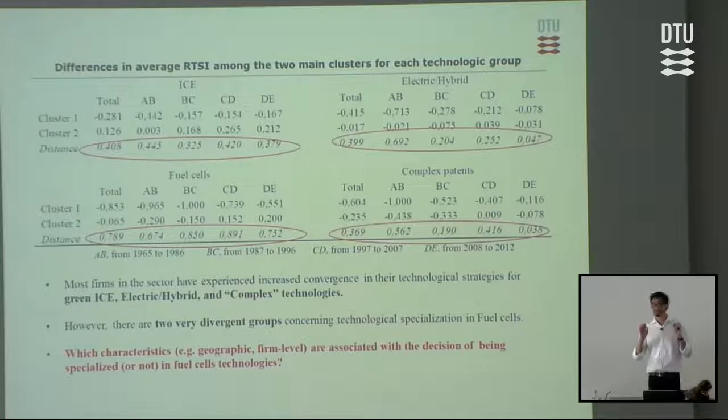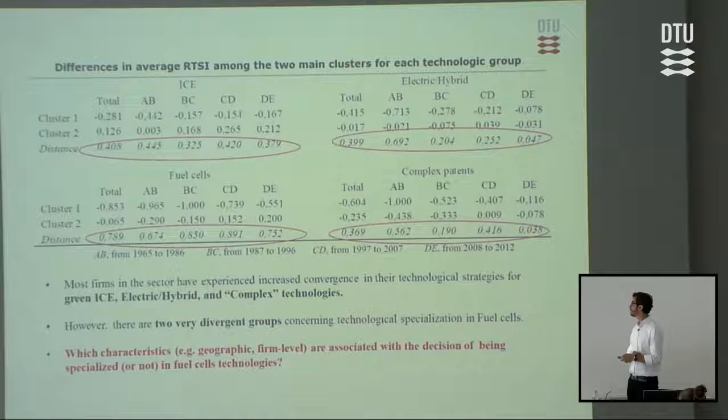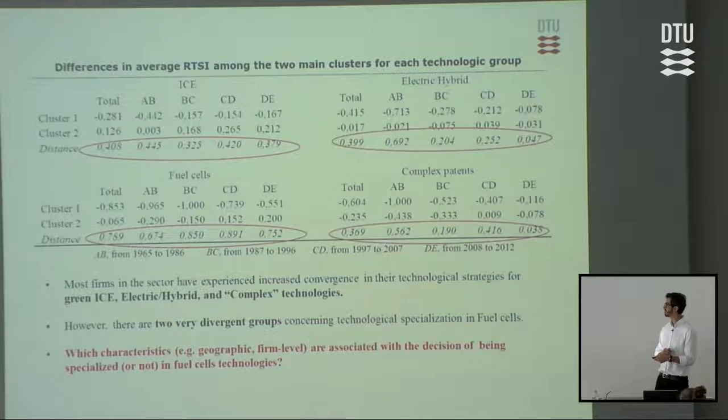However, there are two very different divergent groups for fuel cells. So we also want to investigate which other characteristics are associated with the decision of being specialized or not in fuel cells. Which characteristics of the firms are correlated with the decision of being in this cluster or being in that cluster.